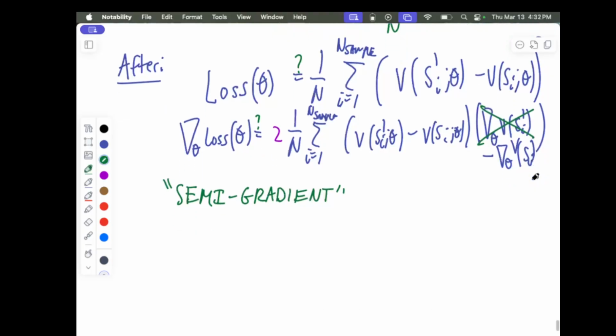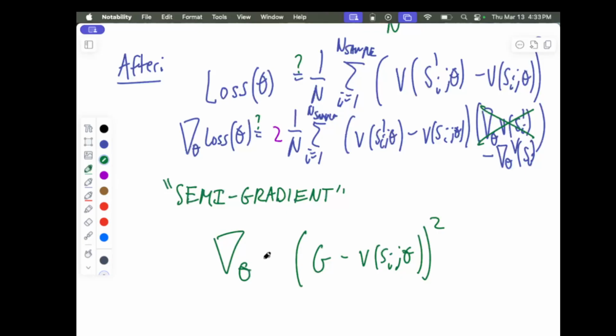And another way to think about it is this: you make g minus v of s i comma theta squared, and then you do the gradient with respect to theta, and after you do the gradient with respect to theta, then you plug in g equals v of s prime theta. Then it works. And that's the same as deleting it over there. So it's about, do you do the derivative and then plug in v, or do you plug in v and then do the derivative?